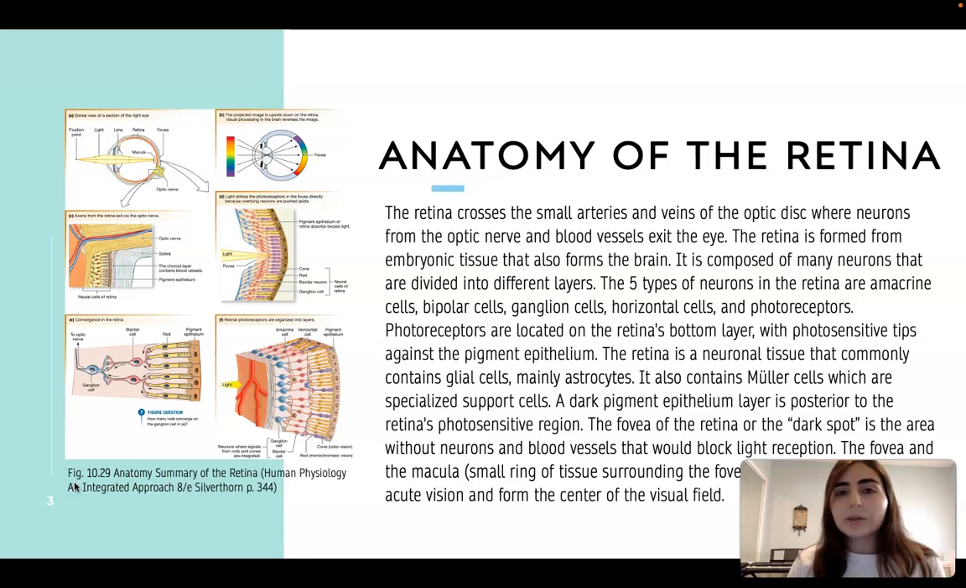A dark pigment epithelium layer is posterior to the retina's photosensitive region. The fovea of the retina, also called the dark spot, is the area without any neurons or blood vessels that would block light reception. The fovea and the macula, which is a small ring of tissue that surrounds the fovea, are the areas with the most acute vision, and they form the center of the visual field.